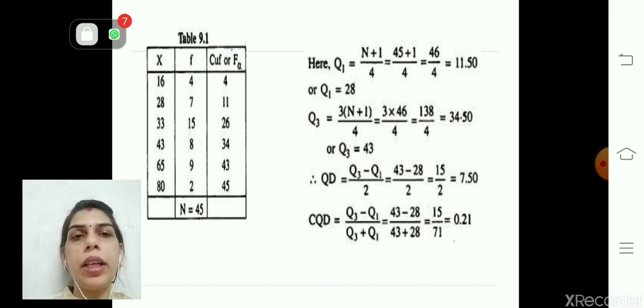So first we will make a table. In one column we will put the values of x, in another column we will put the values of f, and beside f we will create one more column, that is for the cumulative frequency. In my previous video I have taught you how to calculate cumulative frequency. Cumulative frequency can be calculated with the frequency table.